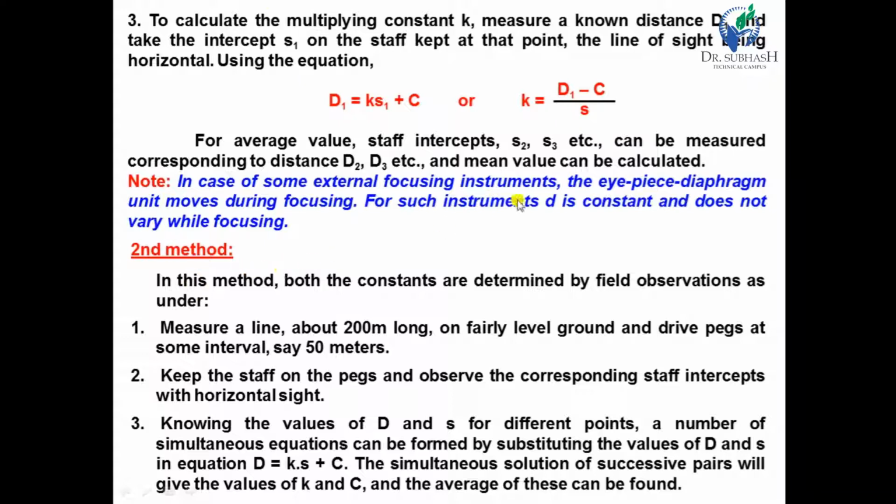In the second method, we get both constants. We determine both constants by using field observation. Measure a line about 200 meters long on very level ground and drive a peg at some interval, say 50 meters. Keep the staff on the pegs and observe the corresponding staff intercept with the horizontal hair. Knowing the values of D and S for different points, a number of simultaneous equations can be found by substituting the values of D and S in the equation D is equal to Ks plus C, the common formula for distance in tachometry.